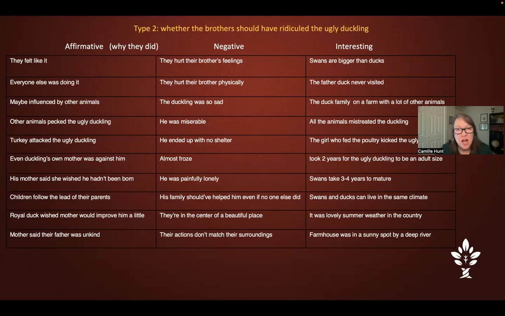But why should the brothers not have ridiculed him? They hurt their brother's feelings. They hurt their brother physically. The duckling was so sad. He was miserable. He ended up with no shelter. He almost froze to death. He was painfully lonely. And his family should have helped him, even if no one else did. They were in the center of a beautiful place. Their actions don't match their surroundings.